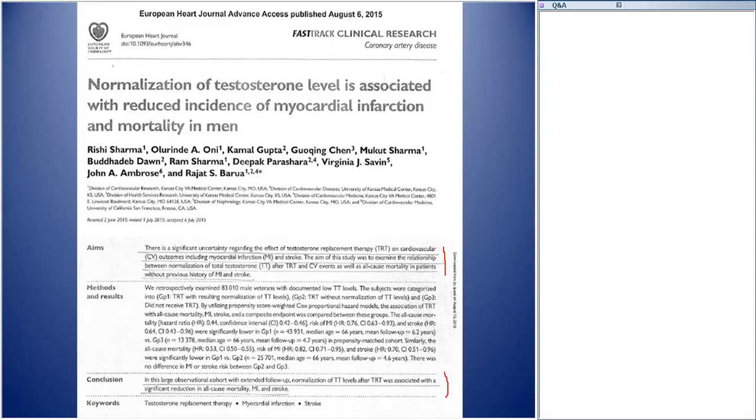Please explain to me how any man does not qualify for decreased MI and stroke. I don't get it. Explain that to me. No comment.